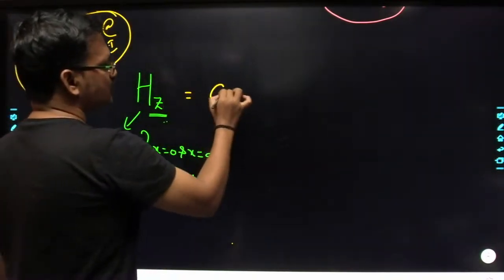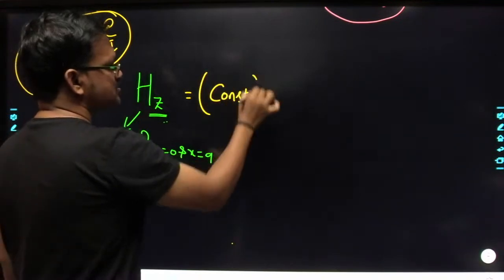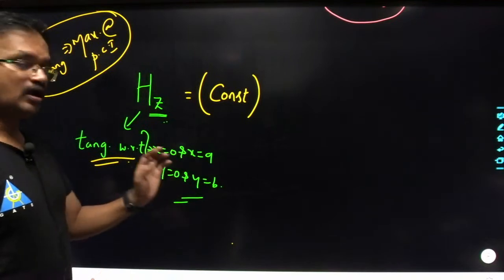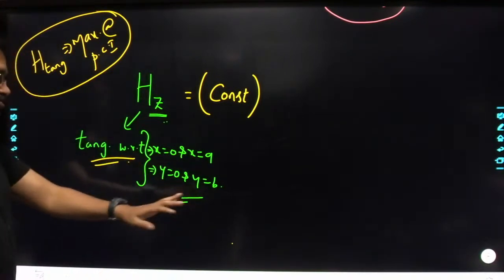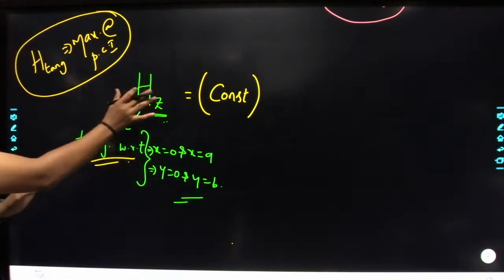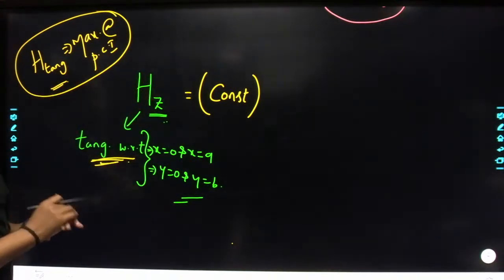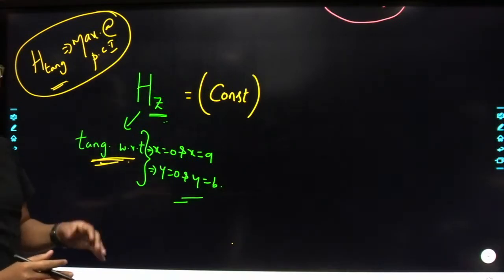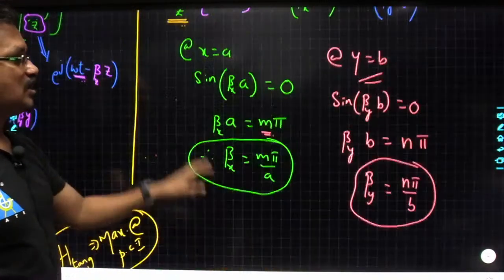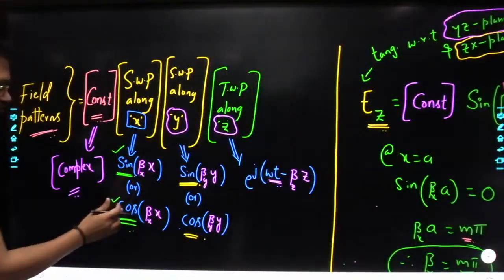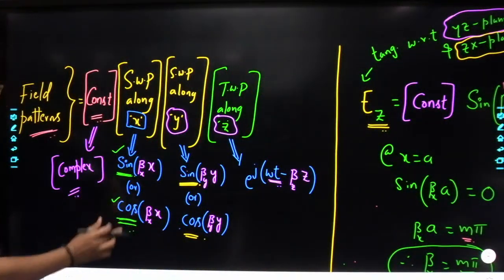You have to write some constant multiplied by a standing wave pattern along x. At x equal to 0 and x equal to a, and y equal to 0 and y equal to b, this field behaves like tangential, and the tangential component of magnetic field must be maximum at the perfect conducting interface. If it must be maximum, then for the standing wave pattern you have to choose either a sine function or a cos function here.